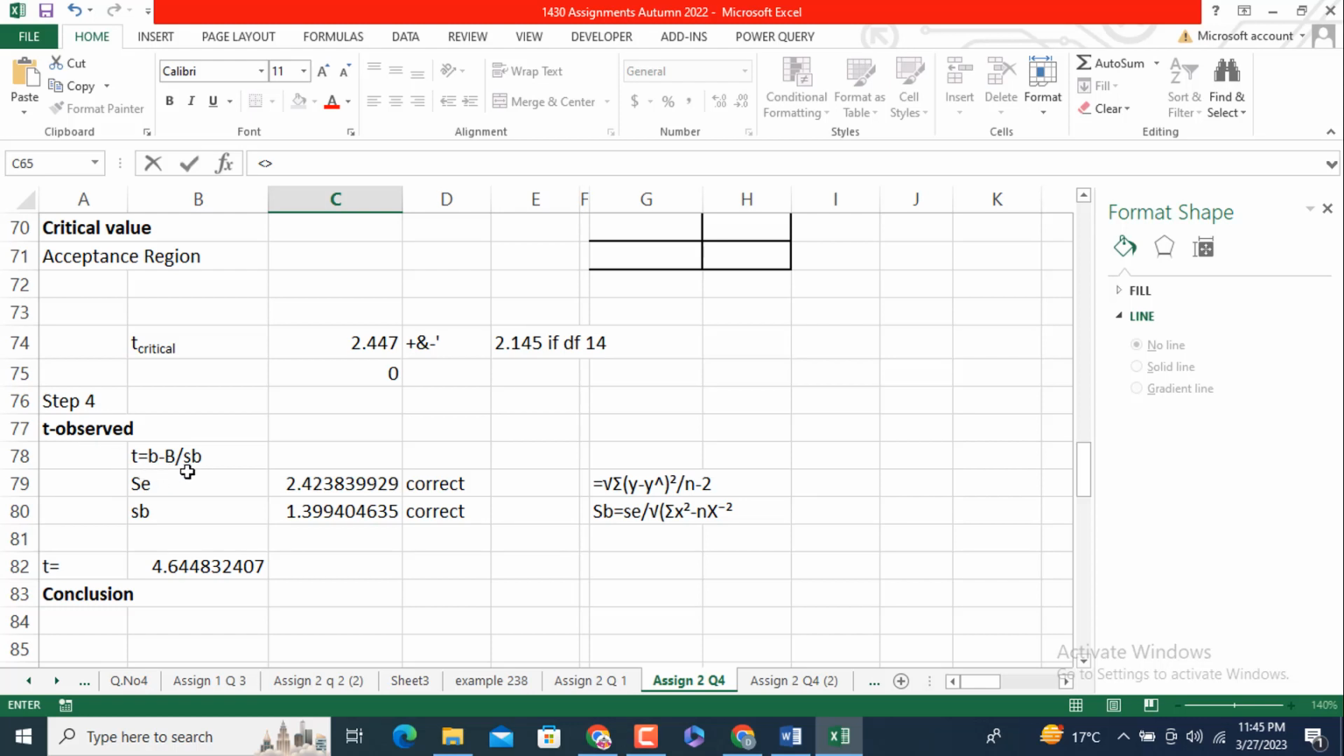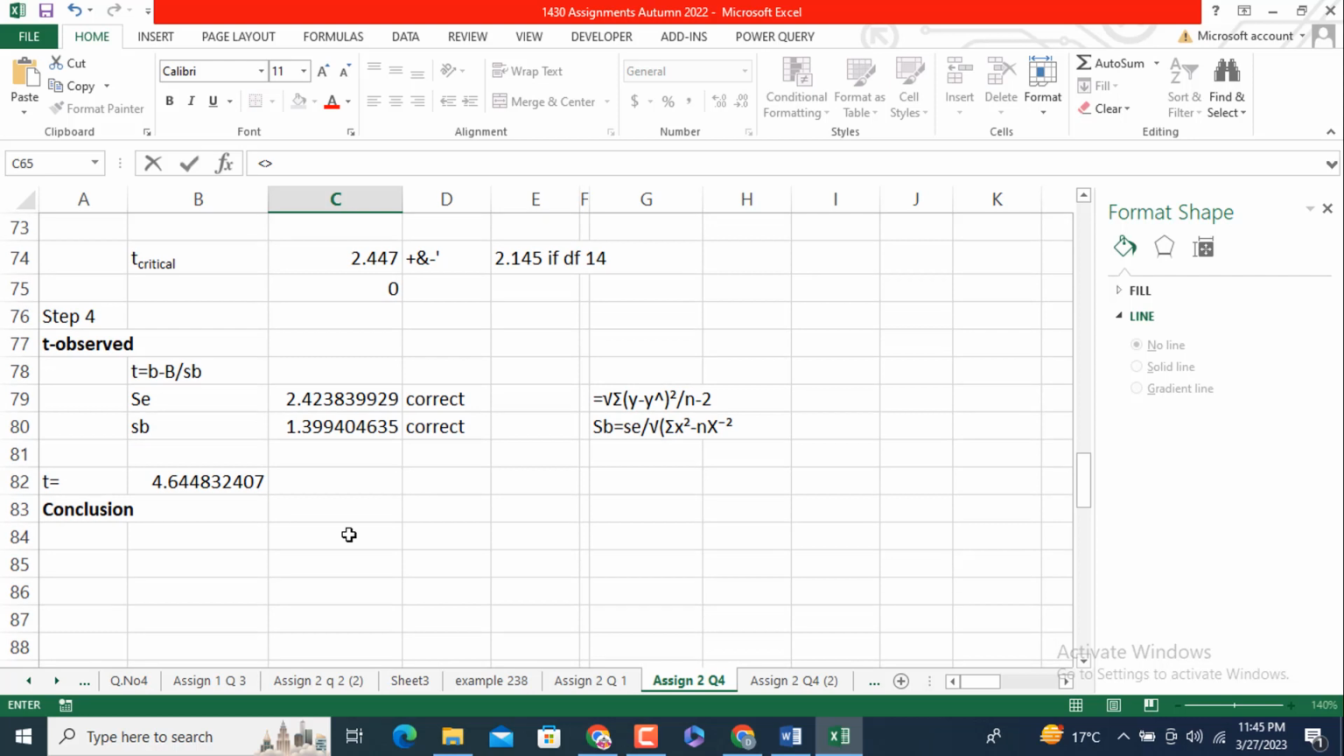t is equal to b minus B divided by Sb, and Sb is equal to Se divided by square root of summation x square minus n x bar square. I am going to put values into this. The first formula is for Se, so I am going to use this formula to find the value of Se, and then later I am going to use this value to find the value of Sb. This is the formula: Se divided by the square root of summation x square minus n x bar whole square. After that I find the value of t as 4.644.